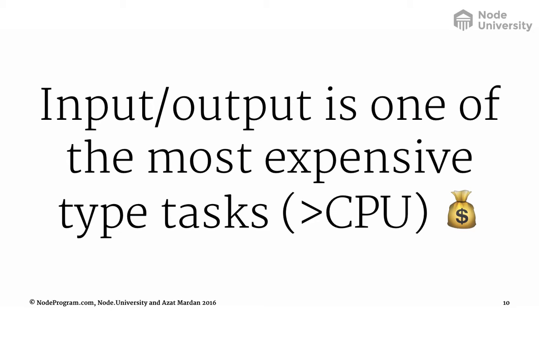In software engineering, typically we build two types of systems. One type is input and output, and typically it's the most expensive. The other type is CPU bound. So you either consume a lot of CPU or you consume a lot of input and output. And input and output systems tend to be more widespread, especially in web development.